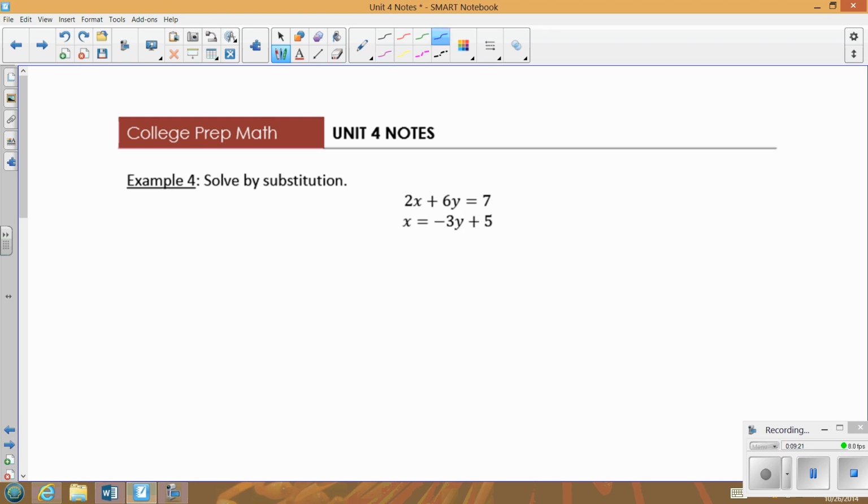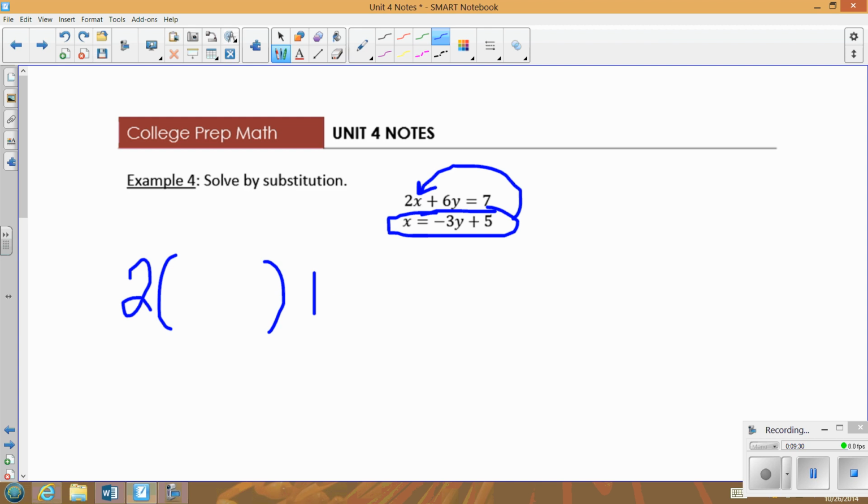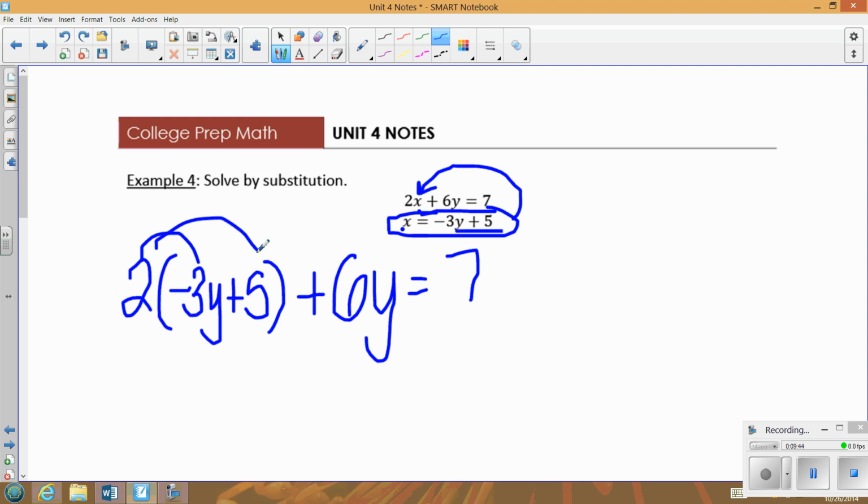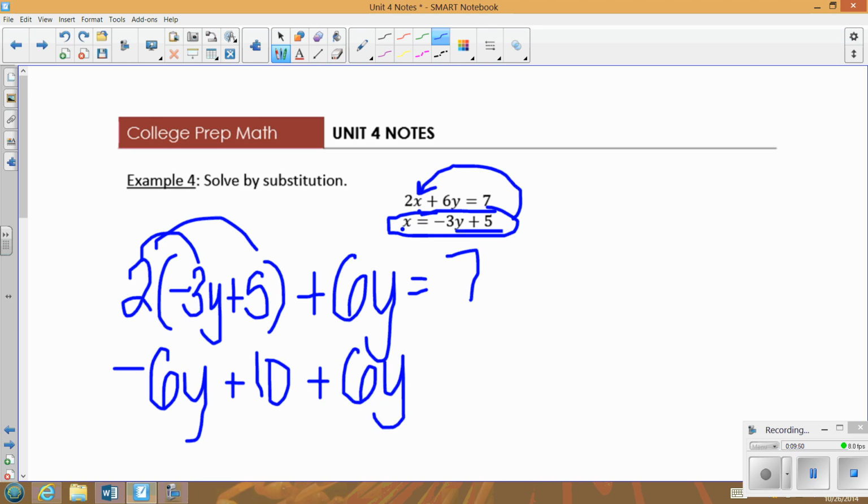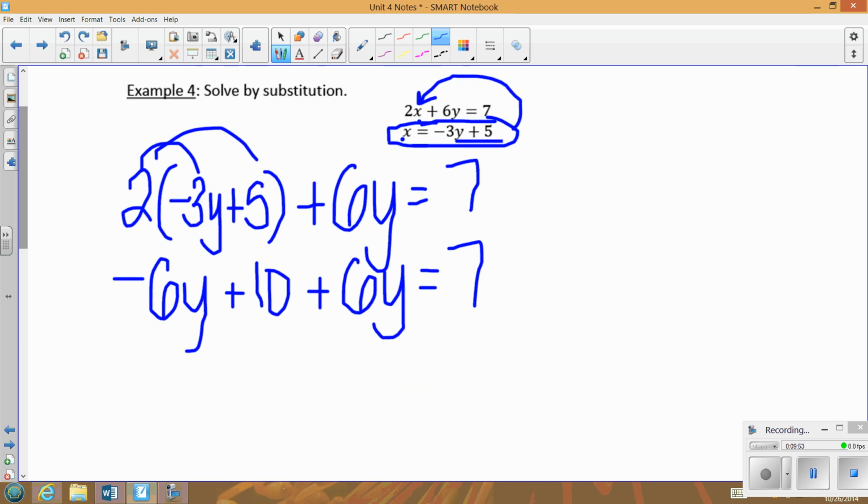So if I take this second equation, which is already solved for x, and I plug it in, again, use parentheses first, so plus 6y equals 7. In this case, I'm replacing x because x is what I'm told is equal to negative 3y plus 5. So go ahead and distribute. So negative 6y plus 10 plus 6y equals 7. And we go ahead and we notice when we combine like terms, these 6y's are going to cancel, but this time I'm left with 10 equaling 7, which is never true.